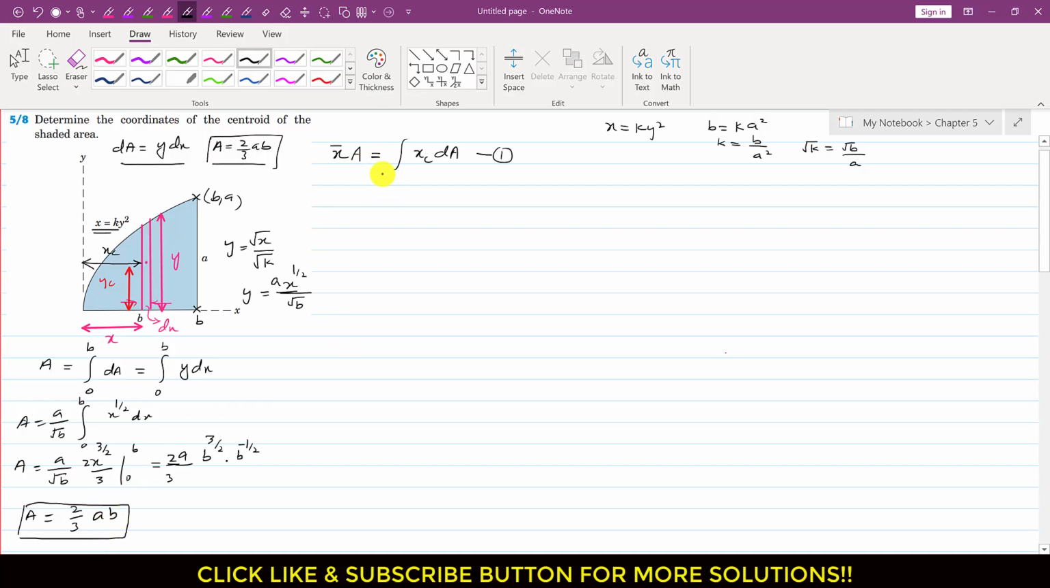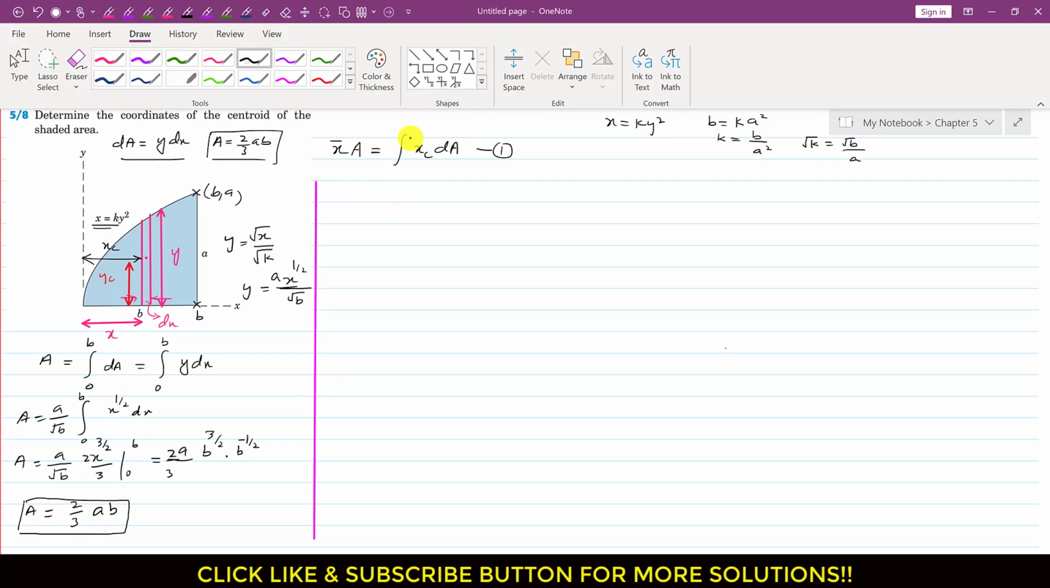So now we can apply this equation, right? So now we can write that this is x times area, and what is xc? So xc is the distance of the centroid from the y-axis, right? So this distance is xc, right? So we can write that xc will be equal to x, since this differential element is located at a distance of x, so this will be x, right? And dA is again y dx, right?